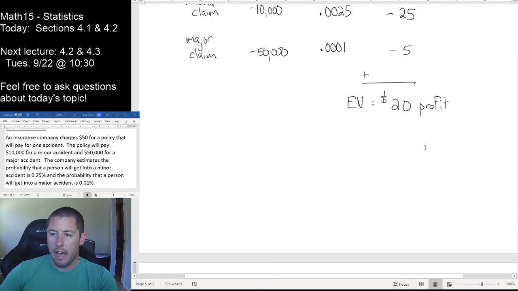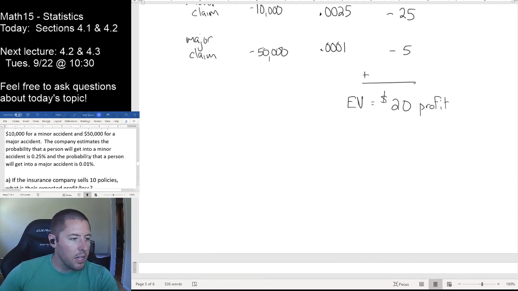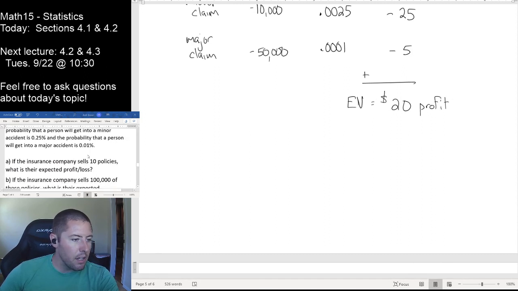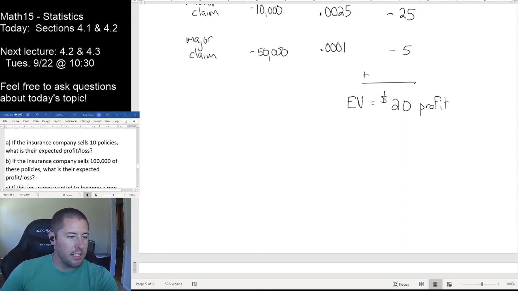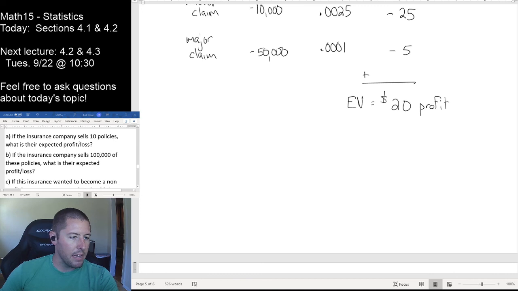Now I can answer my actual question. Question A, if the insurance company sells, oh wait, we answered A. If they only sell 10 policies, we really can't make a judgment. That's not enough for the law of large numbers to take effect. If they sold 100,000 of these, what is their expected profit or loss? So here, 100,000 policies, and I'm going to do a little unit math here. I just didn't write it this way last time.